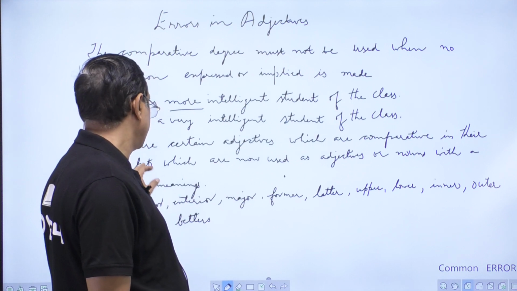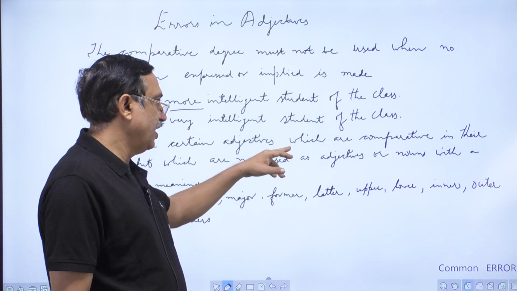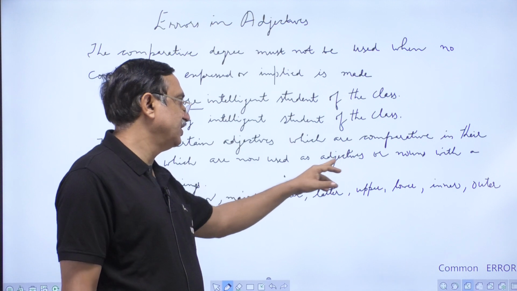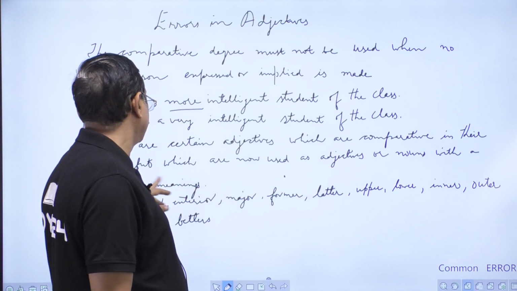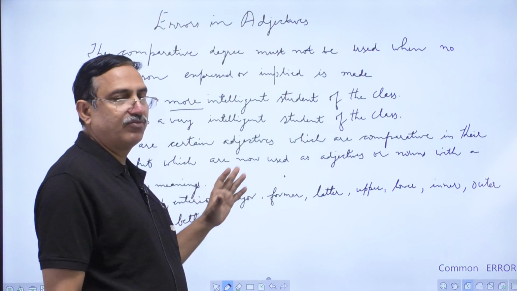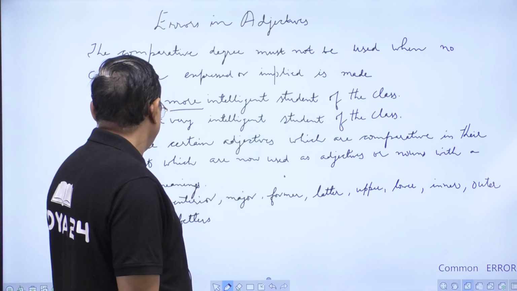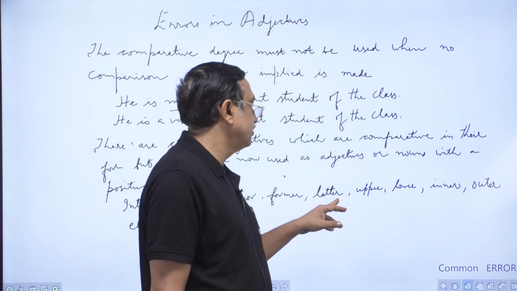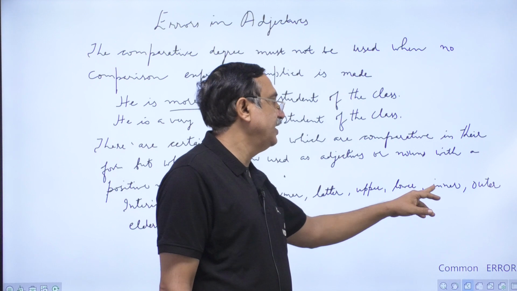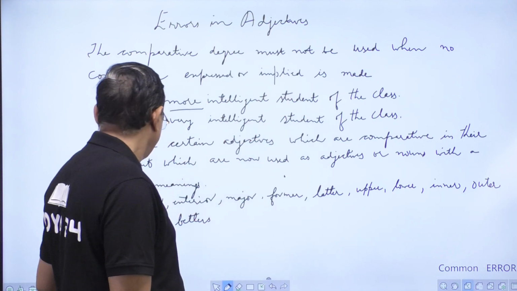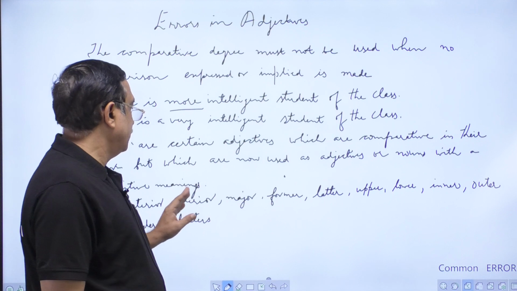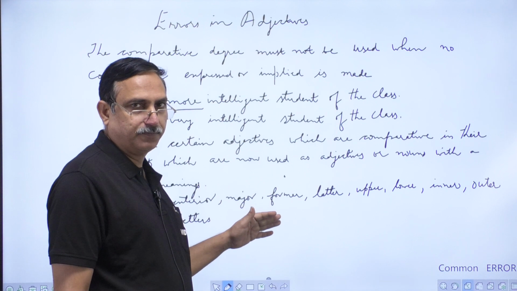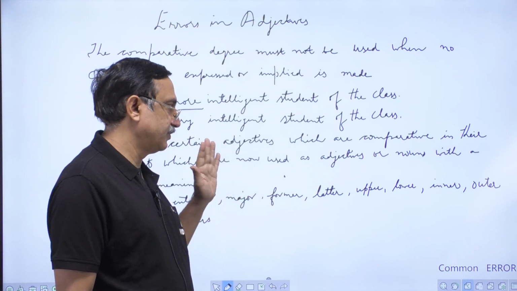Instead, he is very intelligent student of the class should come. Next, there are certain adjectives which are comparative in their form but which are now used as adjectives with positive meanings. So you have to remember these adjectives: interior, exterior, major, former, later, upper, lower, inner, outer, elders, betters. So they seem to be in the comparative degree but are used in positive degree. So you have to take care of this.